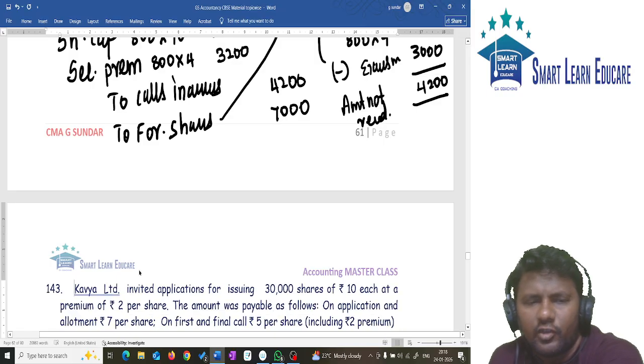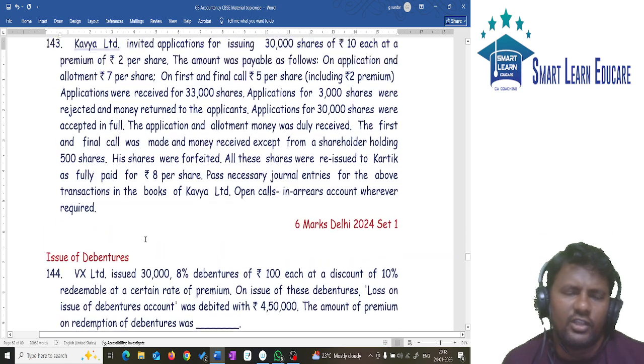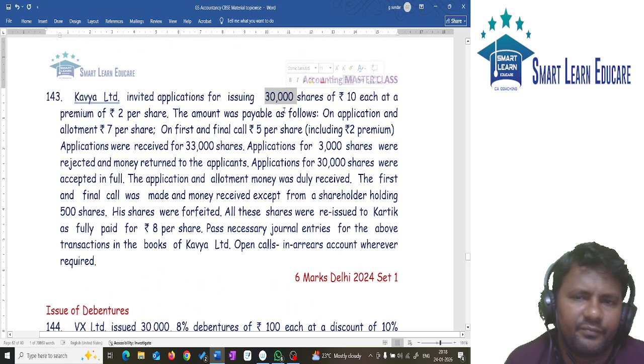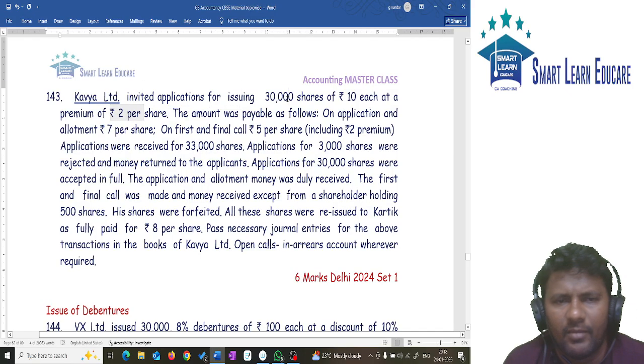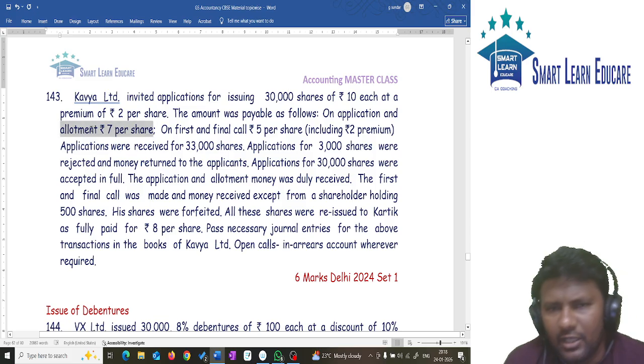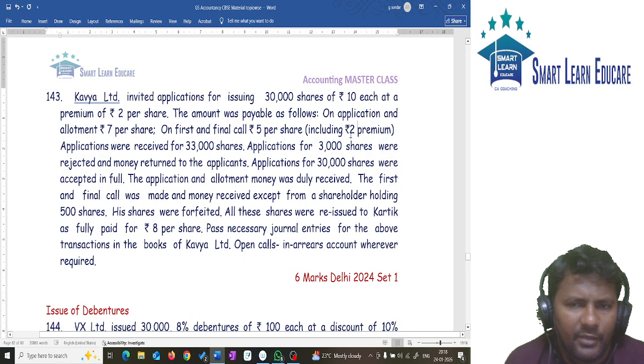Now take up the next question, question number 143. Last question in this share capital. K Limited invited applications for 30,000 shares of rupees 10 each at a premium of 2 per share. 10 plus 2, same as the last question. The amount is payable as follows. On application and allotment, it is 7. On first and final call, it is 5, including premium.